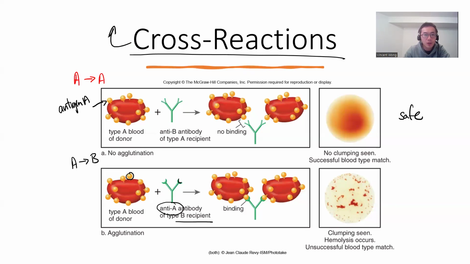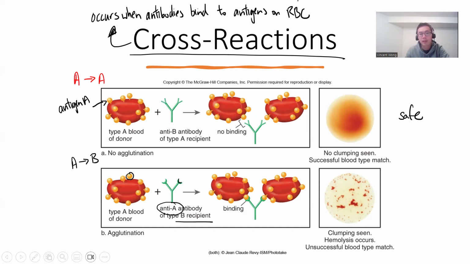A cross reaction occurs when antibodies bind to antigens on RBC. Right? So this cross reaction is going to cause your blood to clump together like this. Okay? The fancy word for clumping is agglutination.